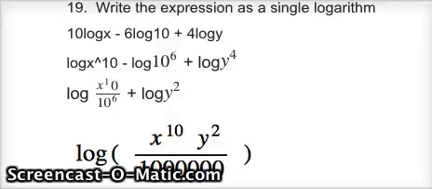Okay, so for my part of the study guide, I will be showing you how to do problems 19 through 23. Starting with 19, you have 10 log x minus 6 log 10 plus 4 log y. What you're going to do first is take the number in front of the log and write it as an exponent. So then you'll end up with log x to the 10 minus log 10 to the 6th plus log y to the 4th. Then you're going to turn the subtraction into division using the difference of logs.